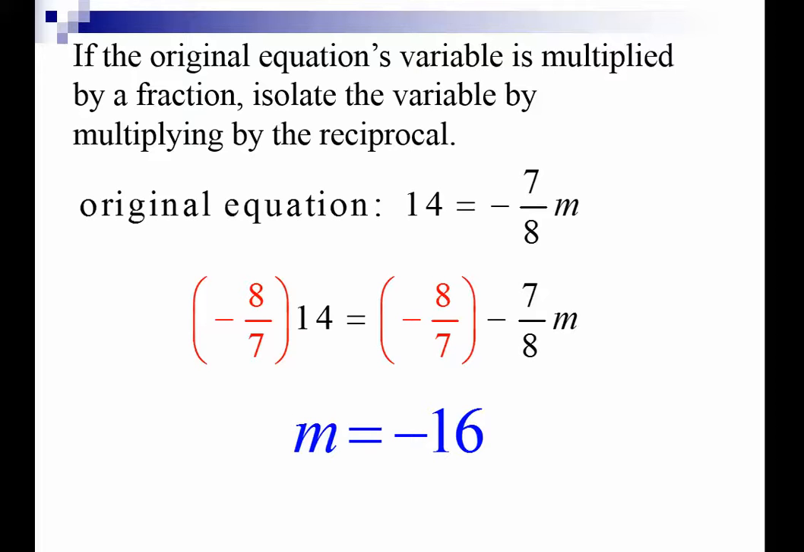You don't have to show multiplication by parentheses. Using the little dot is fine with me. Okay, so we have undoing by division, undoing by multiplication, and then undoing by multiplying by a reciprocal.